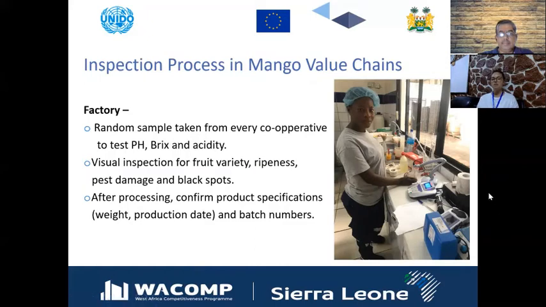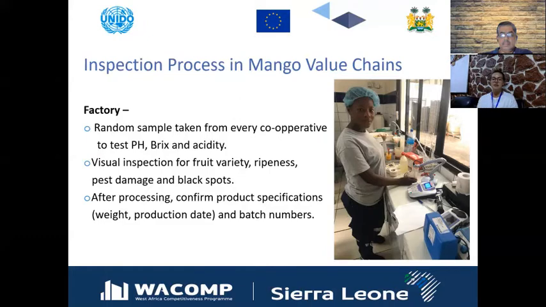So the inspection that would be done at the factory, you would take a random sample of the mango from every cooperative. So this would be from every delivery. And the things you're looking out for to test are the pH, the Brix, and the acidity. You will also do another visual inspection for the fruit. So you want to check it's the right variety, the correct ripeness.